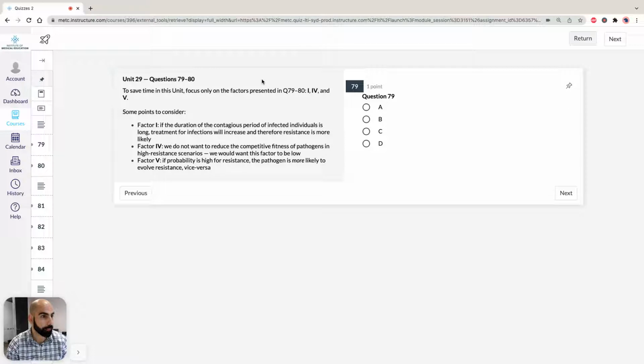So we've got 5 factors that are assumed in these models. But if you take a look at questions 79 to 80, we only really have to focus on factors 1, 4, and 5. So we can ignore factors 2 and 3, so we can obviously save time in our exam, so we can answer other questions and get through this question.